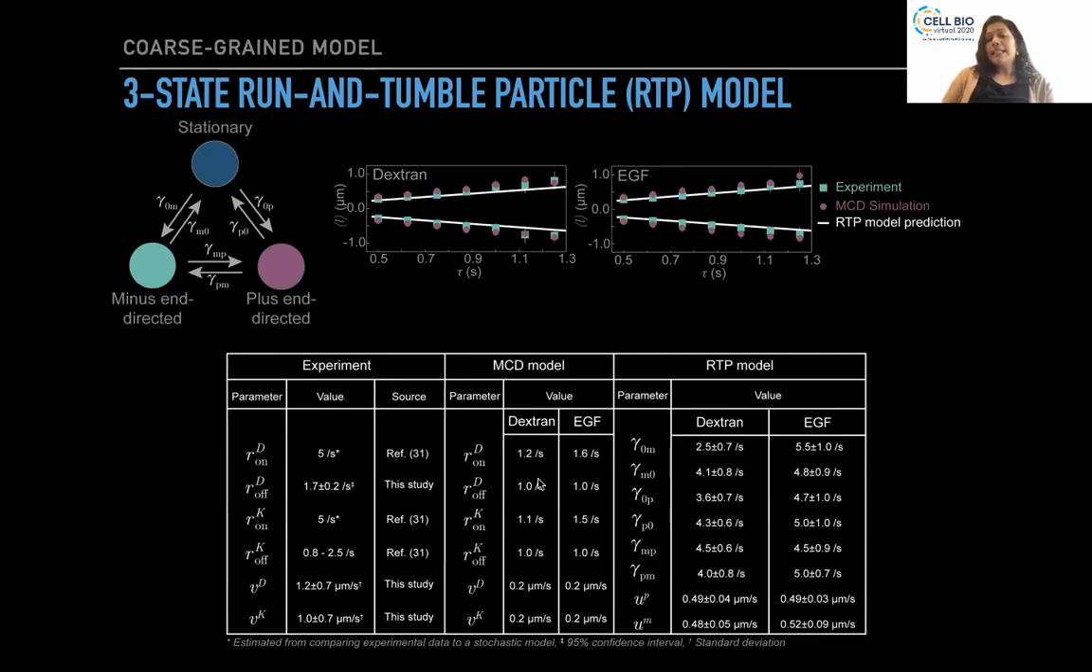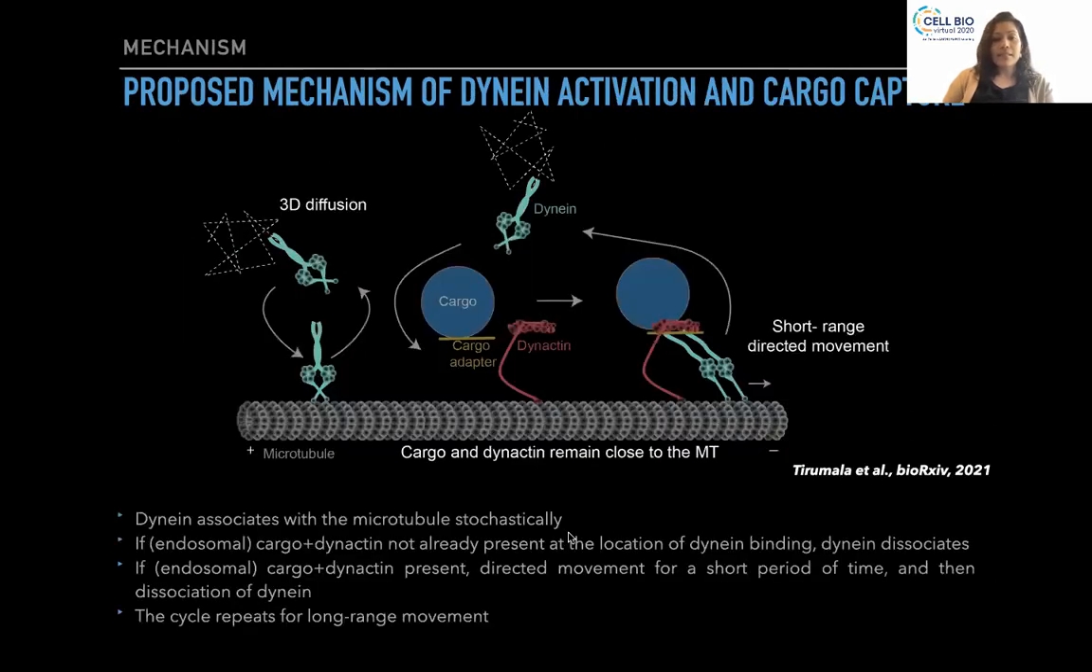And by just changing the on rates of dynein to the cargo, there is a third higher on rate of dynein to EGF containing endosomes than there is to dextran in our model. And this is able to accurately then predict what the cargo behavior is like in our system. And this is actually quite powerful because we could potentially use just the cargo trajectories to infer the behavior of individual motors in our system. This is essentially the model that we have.